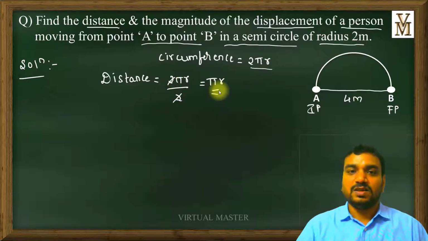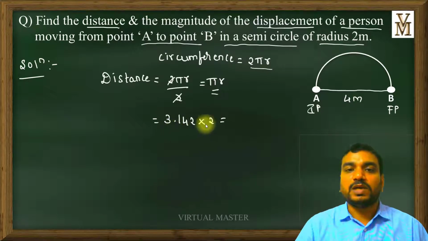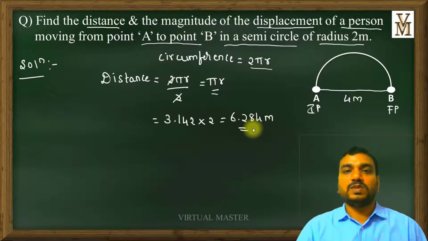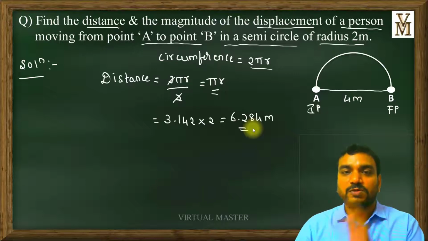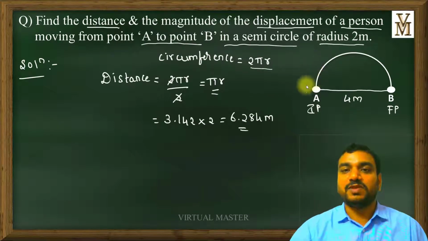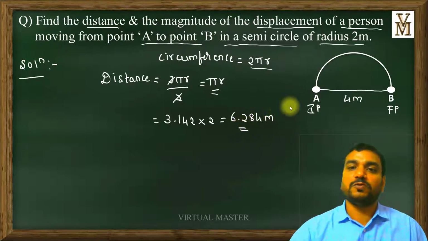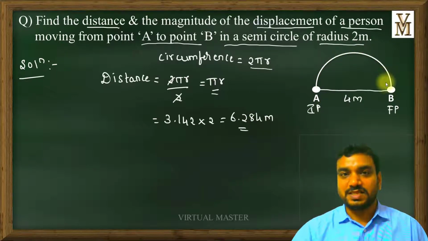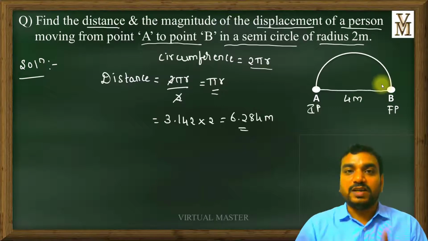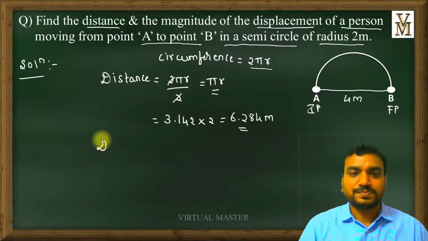What is left? Only pi r. Now what is the value of pi? It is 3.142 and radius is how much? 2 meter. So if you multiply, you are going to get 6.284 meter. So the distance is how much? 6.284 meter. So the person is covering a distance of 6.284 meter while moving from point A to point B in a semicircle. Now we have to find the displacement of the person.